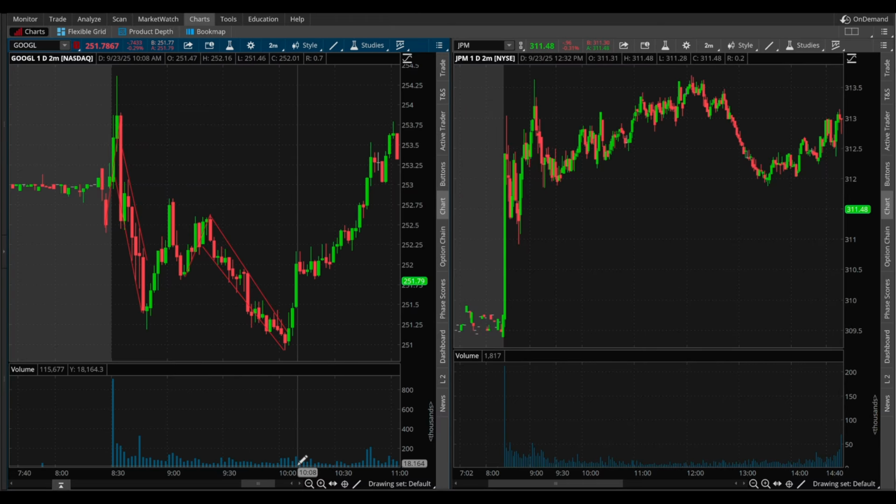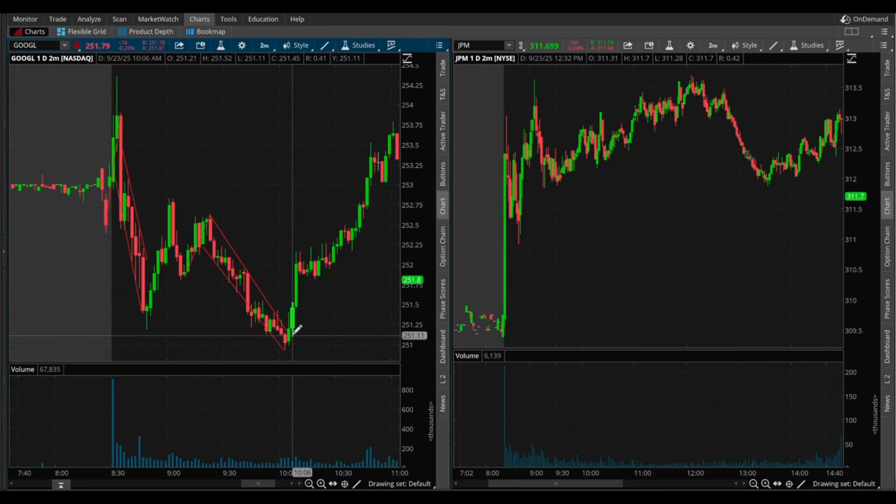Now this works on multiple time frames. Obviously I'm on the 2-minute here. You can use it on the 1-minute, 5-minute, 10-minute, anything you choose for your intraday scalps. You can even use like the 15-minute if you're looking for swing trades or larger scale intraday moves.